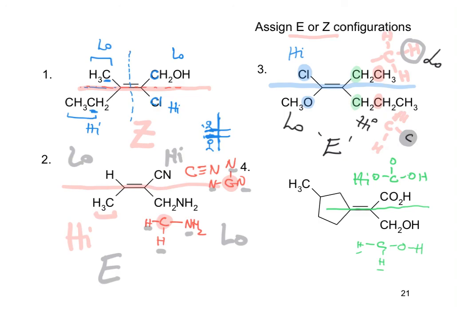Here I found CH2 against CH2. Here I go to the next one. This is a CH2. That is a CH going to a CH3. So the high priority is up here. Sounds like both the high priority groups are on the same side. So this must be a Z molecule.